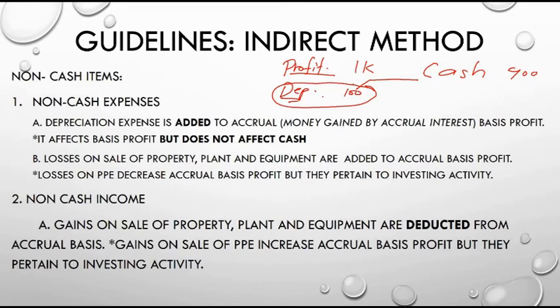Pangalawa, non-cash income. Sa non-cash income, we have gains on sale of property, plant, and equipment, which are deducted from accrual basis profit because gains on sale of property, plant, and equipment increase accrual basis profit, but they pertain to investing activities. Babawas mo rin siya sa operating kasi dapat nasa investing activity siya. Pero kailangan niya mag-appear sa operating kasi nga, it is a sale of a property.